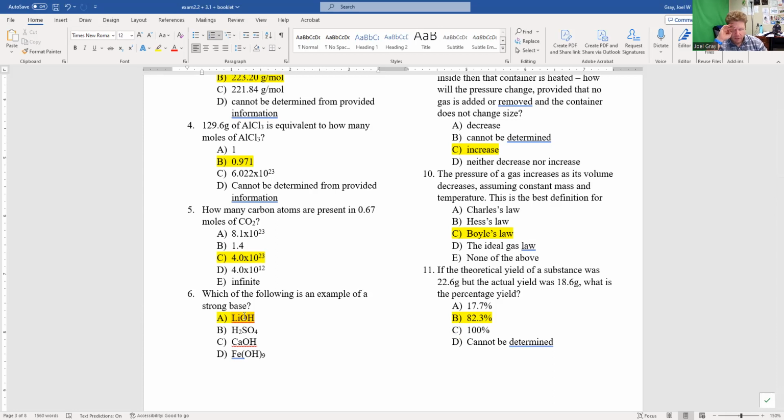Okay, well, FeOH9 is definitely not a strong base, and that implies that iron has a charge of +9, which is pretty unlikely. CaOH, this calcium hydroxide is a strong base, but Ca has a charge of +2. So your formula for that would be Ca(OH) in parentheses with a 2 subscript after the parentheses.